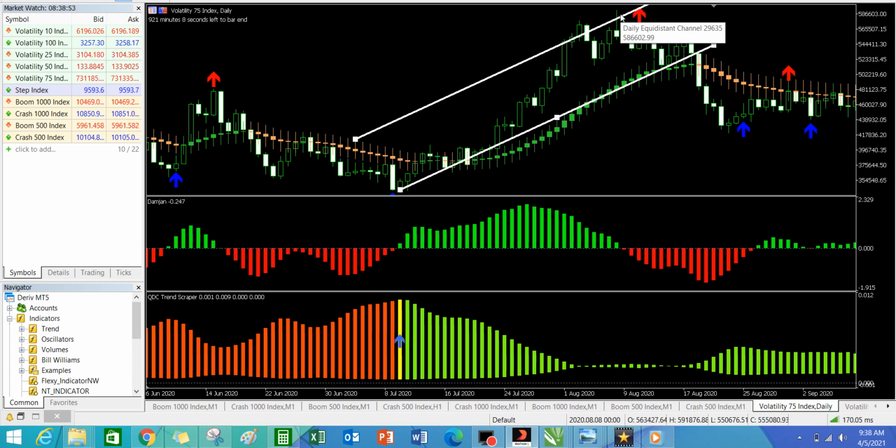This is how to trade volatility 75 within the channel. So I want you to practice this very well. First of all, set up this indicator on your demo account. Then the next thing you need to do, practice to draw out your channel. You can use the trend line alone to draw out the channel, and you can also use the equidistance, depending on the one you want to use.